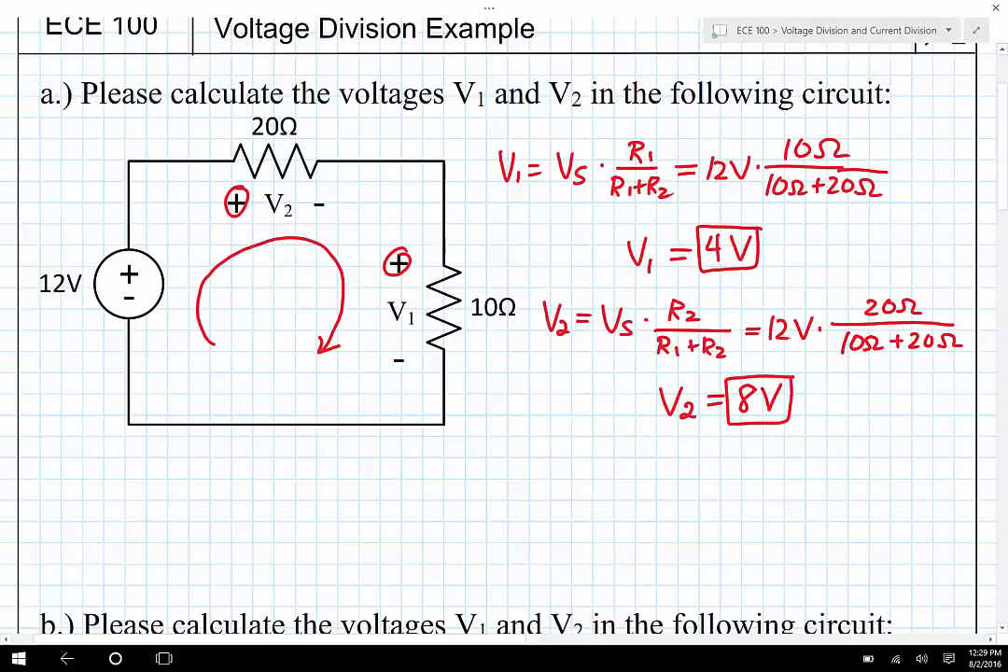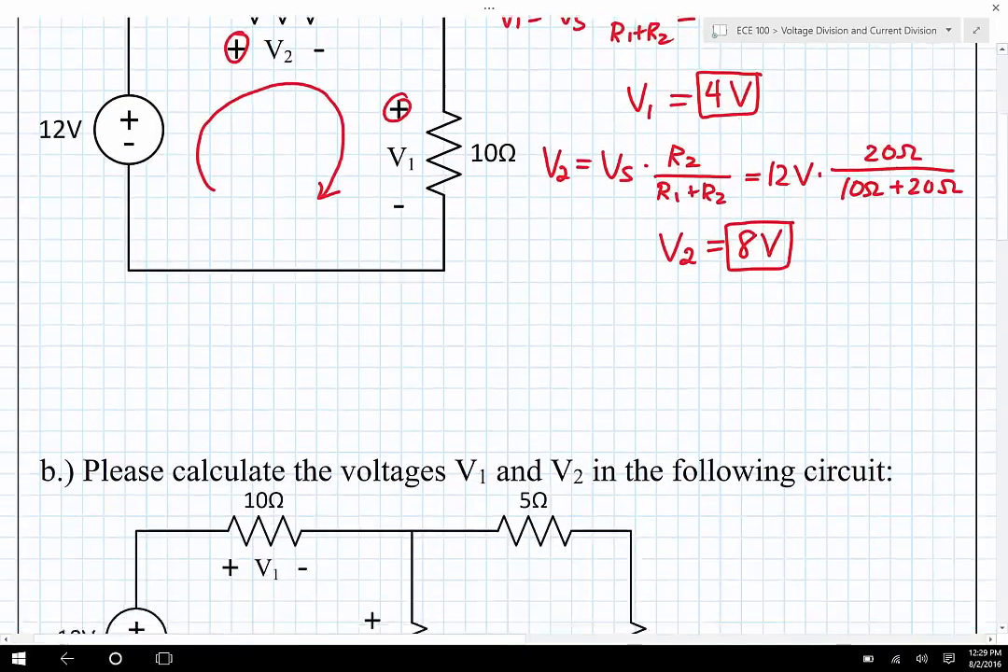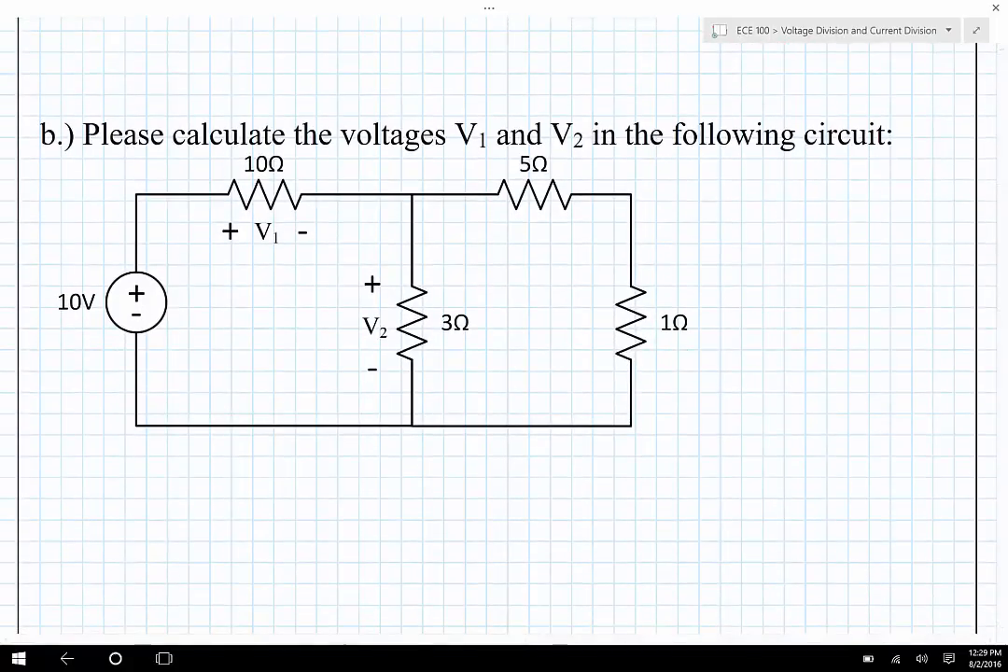The 2 things that I always want to check in a voltage division problem: do those 2 numbers add up to the total voltage? And yes, 8 plus 4 is equal to 12 volts, so I'm satisfied there. Does the larger resistor get more of the voltage? And yes, V2 is 20 ohms, that's the larger resistor, and V2 is the larger voltage. So both of those reality checks turn out to be correct, and so therefore I'm pretty confident that these results are correct. Okay, let's look at a little bit more complicated example.